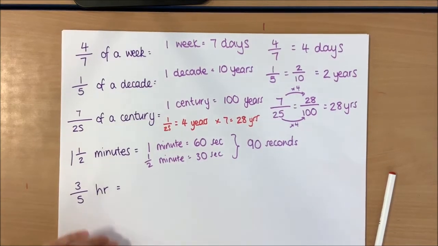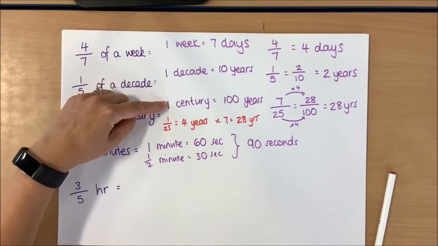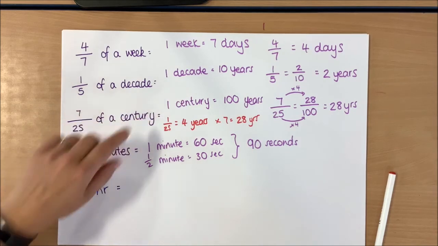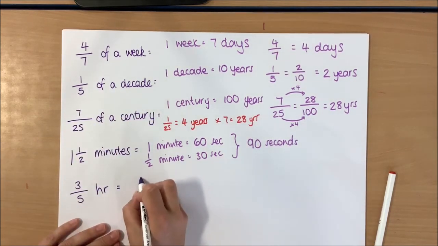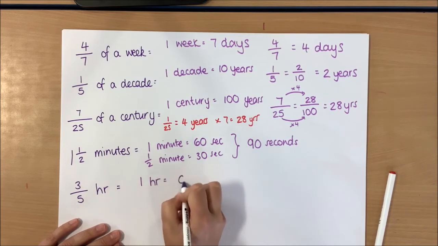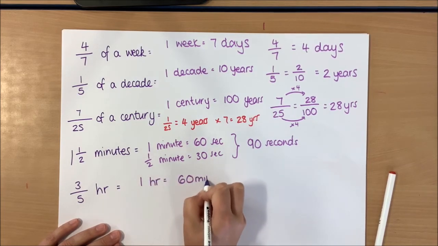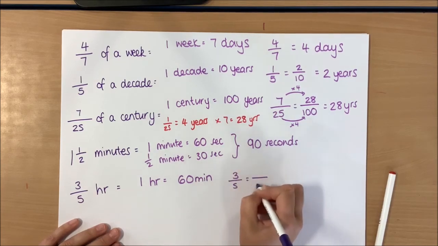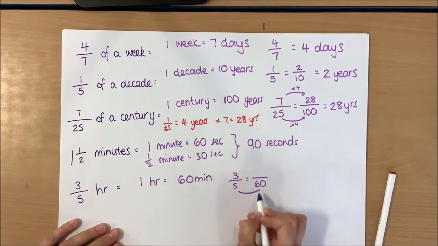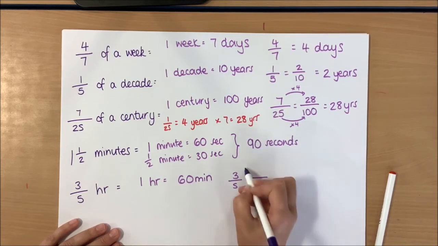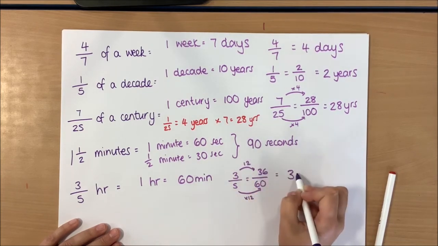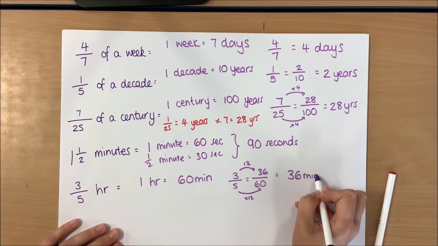3/5 of an hour. So we could do what we did here. We could work out what we know about hours first, or we could work out 1/5 first. I'm going to do both ways to show you. So 1 hour is 60 minutes. Okay. So then we'd say, okay, so 3/5 is how many out of 60? 5 times 12 is 60. 3 times 12 is 36. So 3/5 of an hour is 36 minutes.